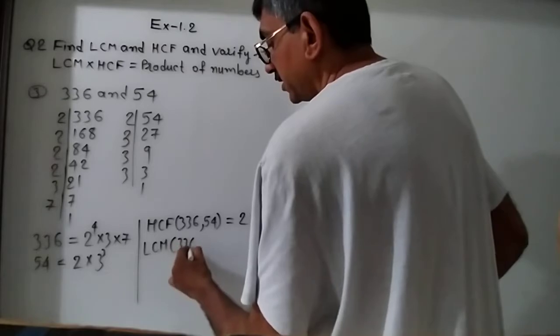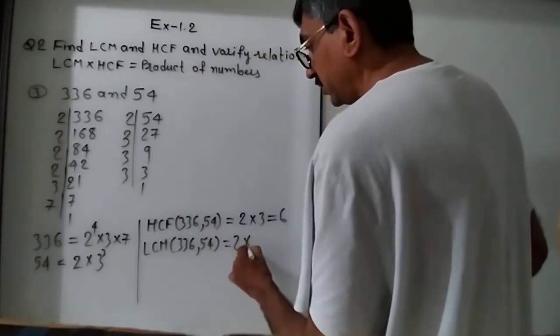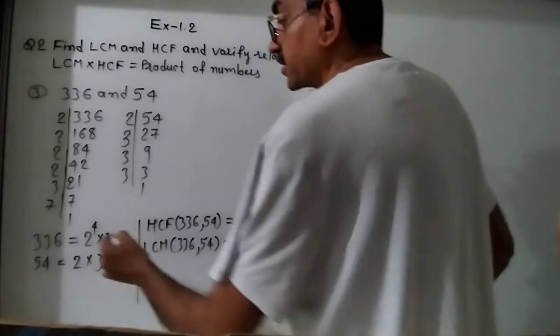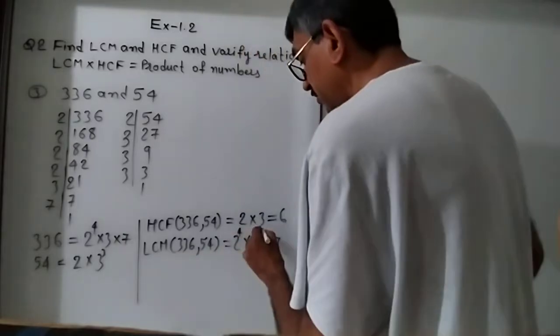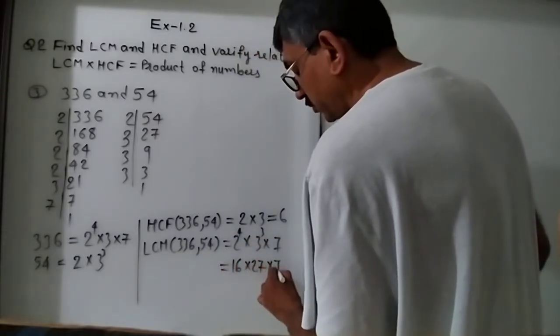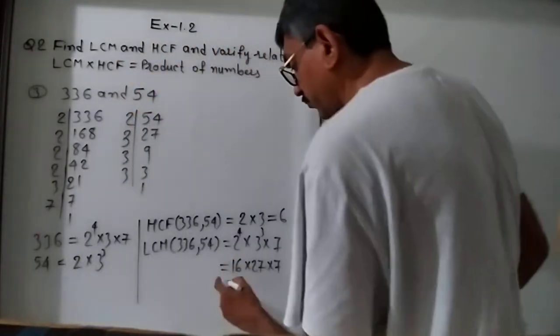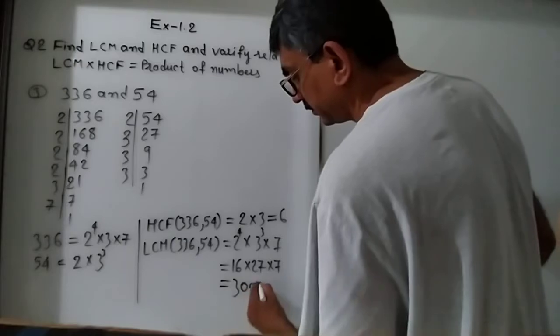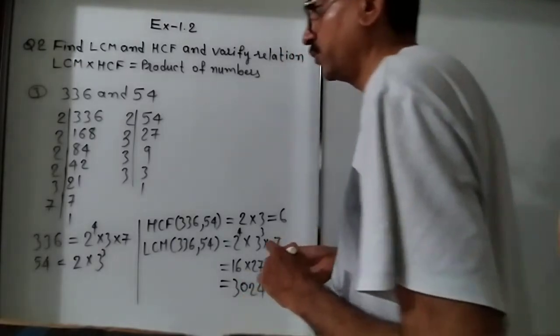LCM of 336 and 54. All the factors: 2, 3, 7. Highest power of 2 is 4, highest power of 3 is 3. So here 16 into 27 into 7. You multiply, and the multiplication is 3024. As we multiply it would be 3024.